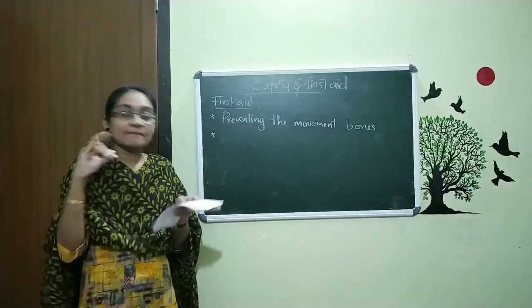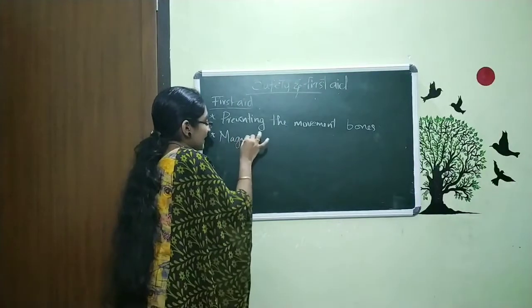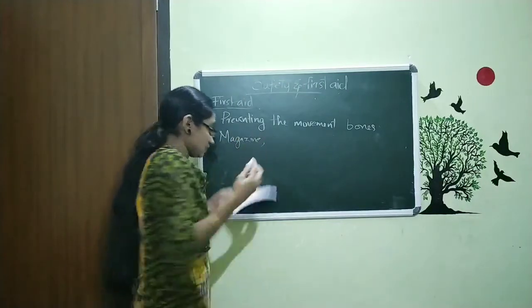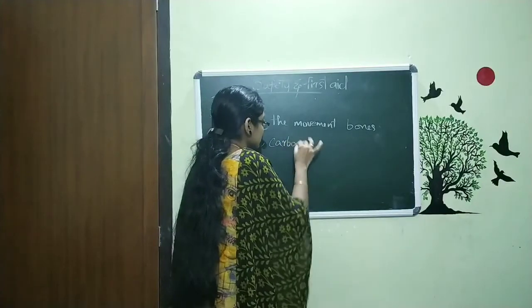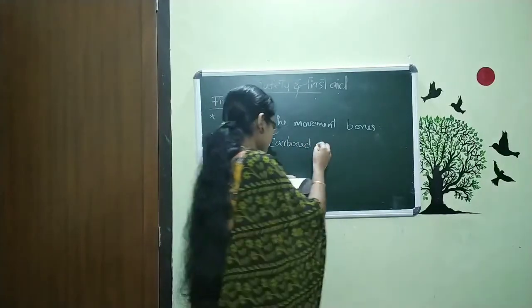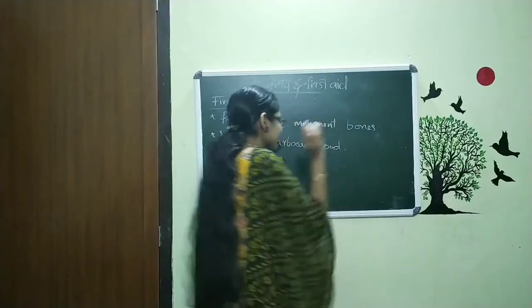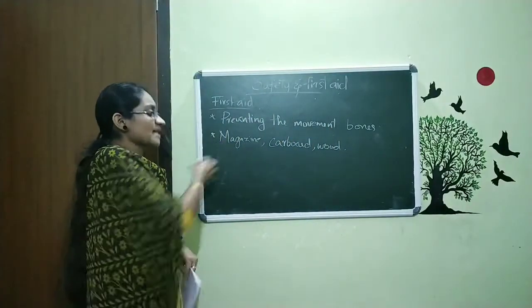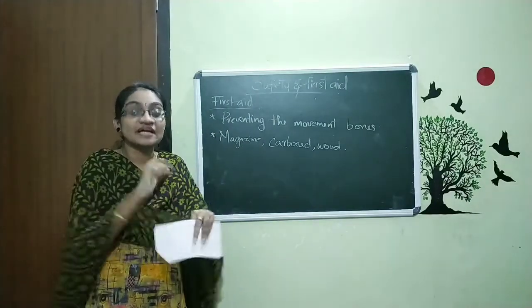Just take a magazine or cardboard piece or wood, etc. Just take a piece of magazine or cardboard or wood and just tie it with the affected part.